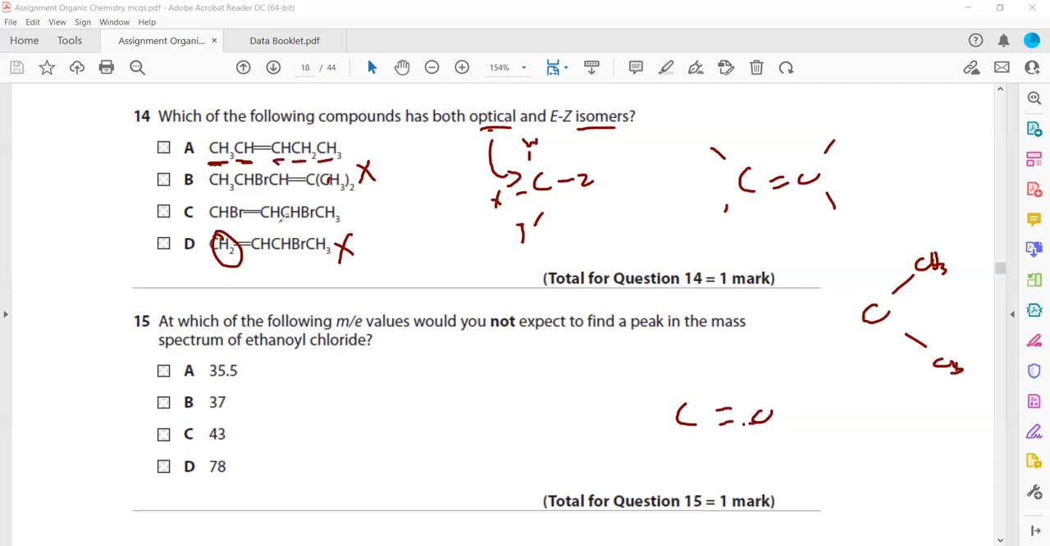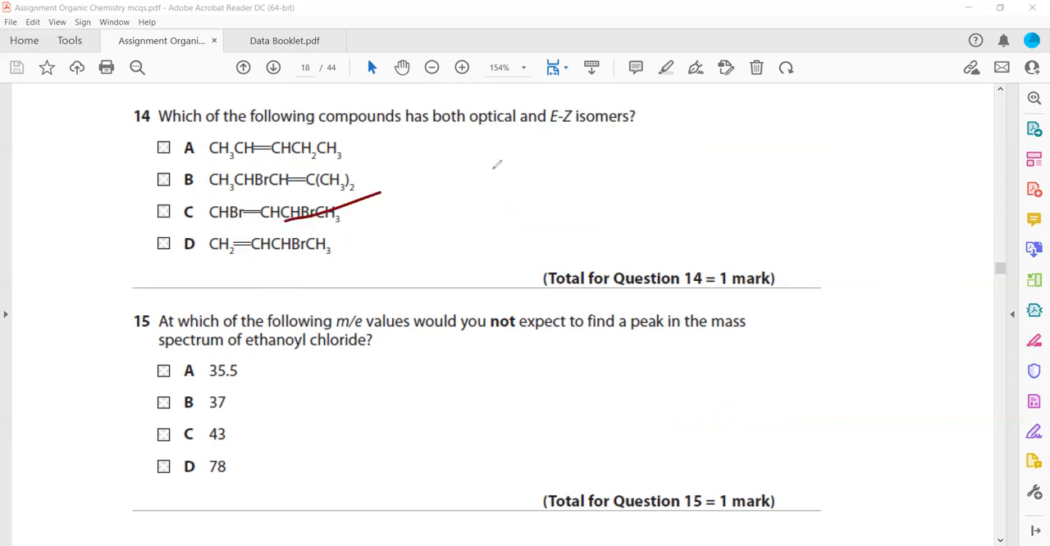But when we check here, this carbon is a chiral carbon, which has H attached, Br attached, and CH3 attached. So that's why C is the right answer. Because when we draw it, it will be HBr. Always remember the carbon-carbon double bond can never be a chiral carbon. This has H, Br and then CH3. So this is a chiral carbon which has different groups attached to it. So C is the right answer.